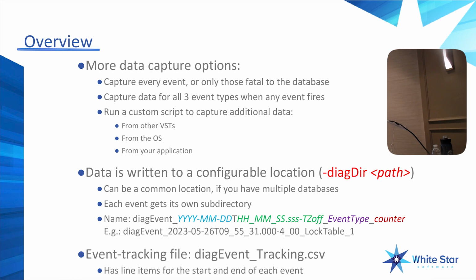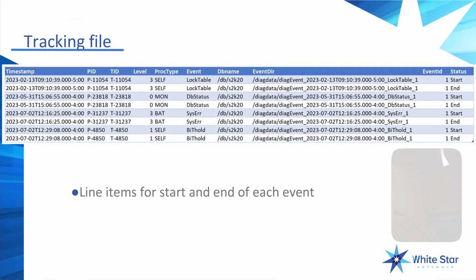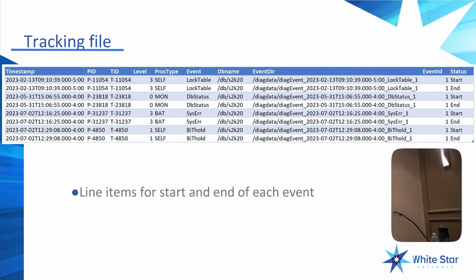There's also within the diagnostic directory a master tracking file. The format of this will follow the diag format, either CSV or JSON. And there will be start and end event data written into that file when the event happens. So that also includes the path to that directory and the type of it. Here's an example of what that looks like.